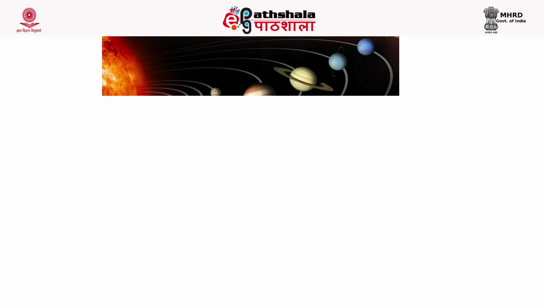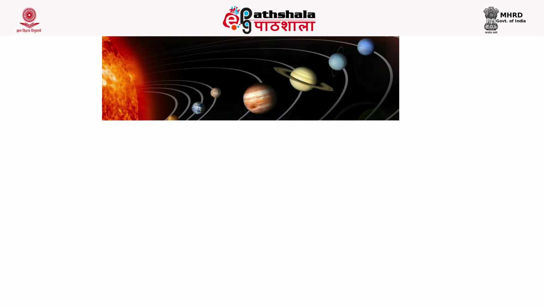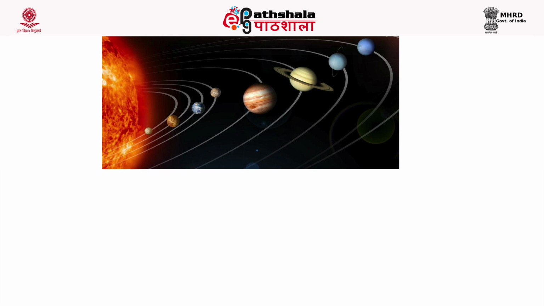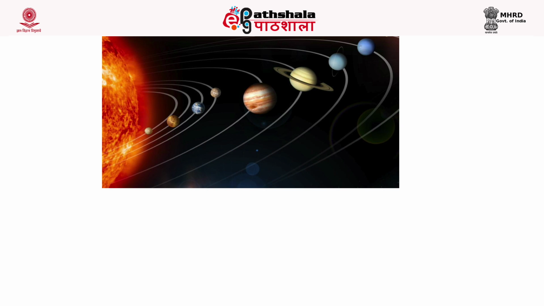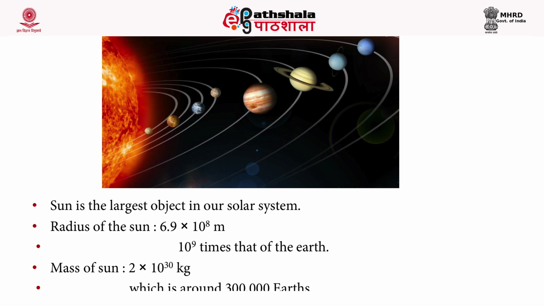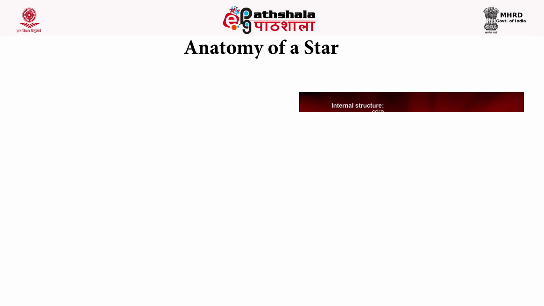The sun is the largest object in our solar system. It has a radius of 6.9 multiplied by 10 to the power 8 meter, which is 10 to the power 2 times that of our earth. The mass of the sun is 2 into 10 to the power 30 kilogram, which is around 3 lakh earths. Let's see the structure of the sun.